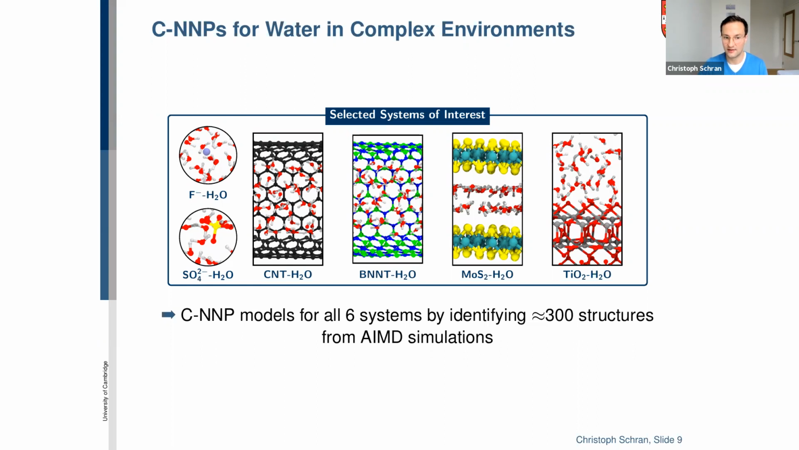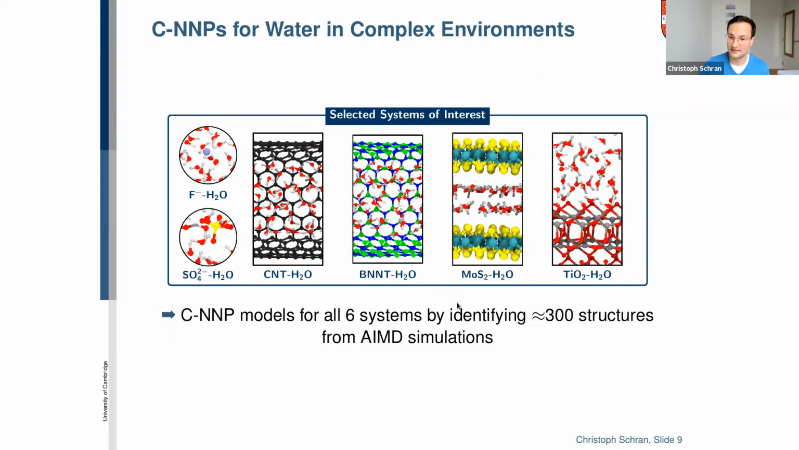We have looked at ions in solution, we've looked at water nanotubes, different types of nanotubes, carbon or HBN nanotubes, water confined by MoS2 sheets, and water on the titanium dioxide surface. With this procedure that I've just presented in the previous slide, where we really just run a single ab initio trajectory for these systems and then build our machine learning model on top of that, we have developed 6 models for all these systems.